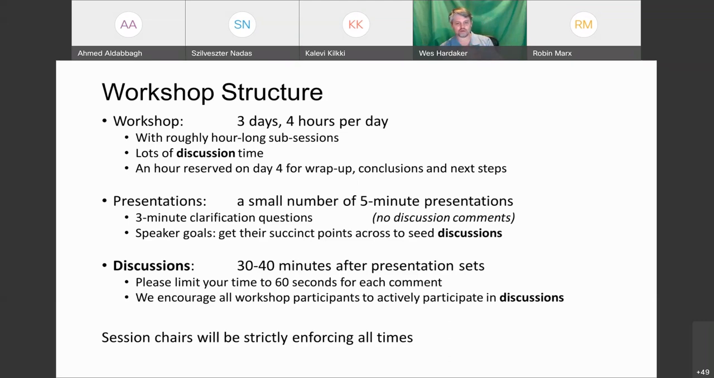Because we have a huge number of participants, we have decided to limit people's comment time at the microphone lines to 60 seconds, which we recognize is both short and long, depending on how much you like to talk. But we encourage all workshop participants to actively participate in these discussions. You can see that the word discussion is in bold like 4 times on this slide. You probably get the point, that's what we're really shooting for: an interactive, collaborative environment. The session chairs will be strictly enforcing all the times. We have a number of session chairs, picked from the program committee, who have volunteered to run each set of panels.